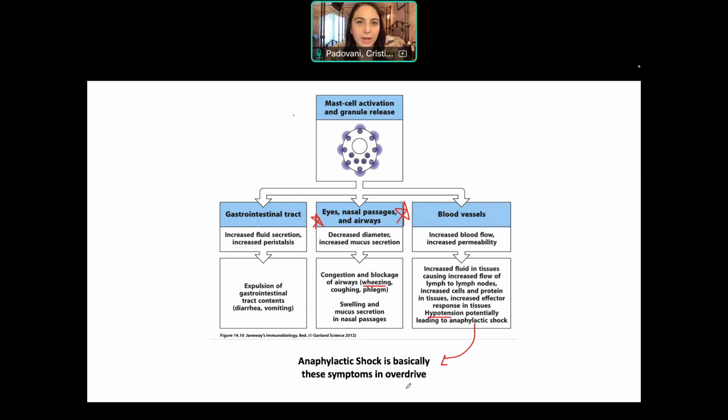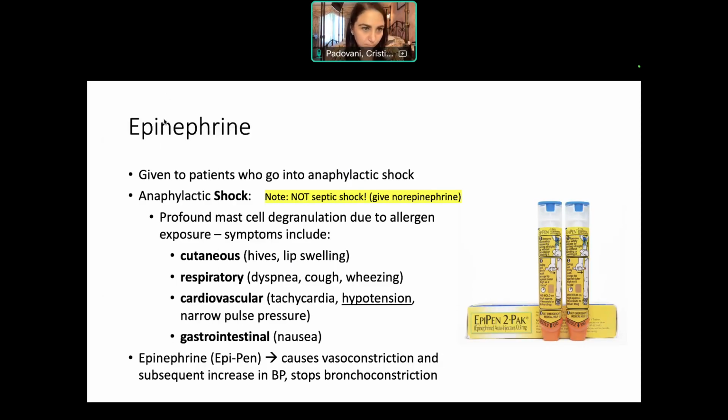So this is how you get anaphylactic shock. Mostly it's because of the massive hypotension that you're getting. You're not getting blood to the organs. That by definition is called shock. So that can be what happens. Oh yes, so the point of bringing this up is for epinephrine, one of the other medications on here. So you are going to give epinephrine to patients who go into anaphylactic shock.